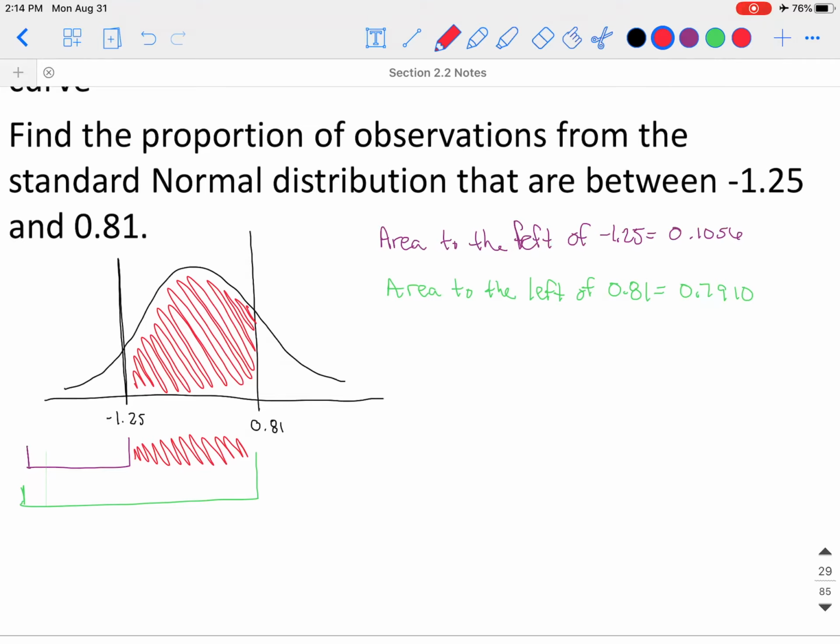So to find the area in between those two, you're going to take the area to the left of 0.81, subtract the area to the left of negative 1.25, and that will tell you what's left between. The area between should give you 0.6854, or about 68.54% of all the observations will fall between the z-scores of negative 1.25 and 0.81.